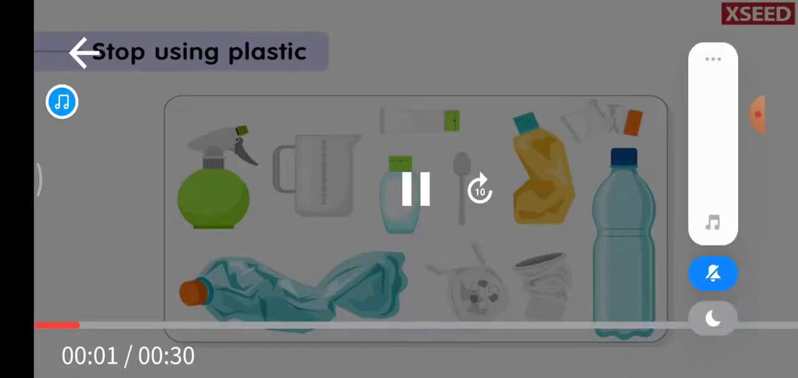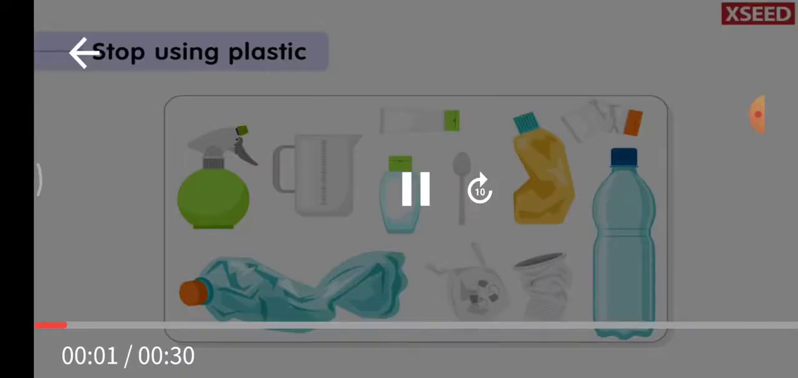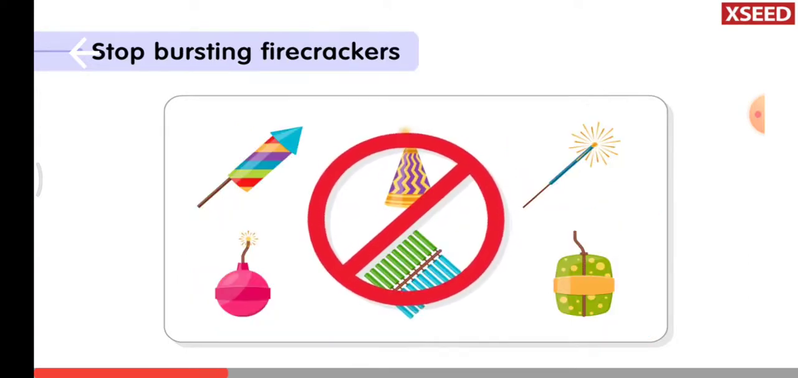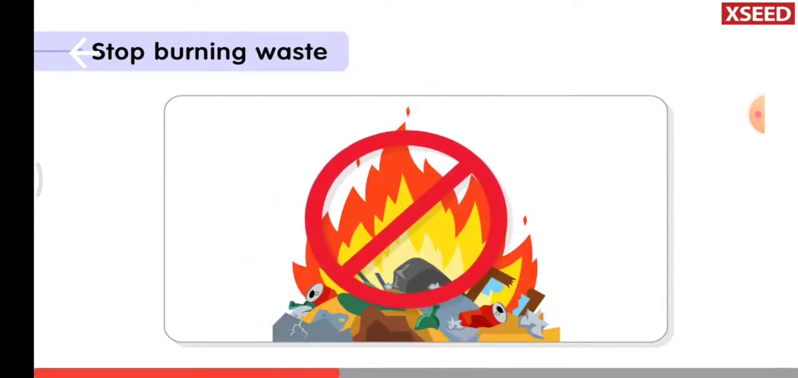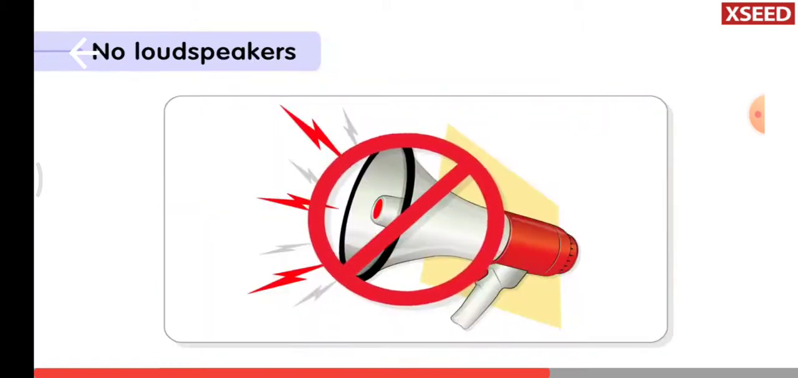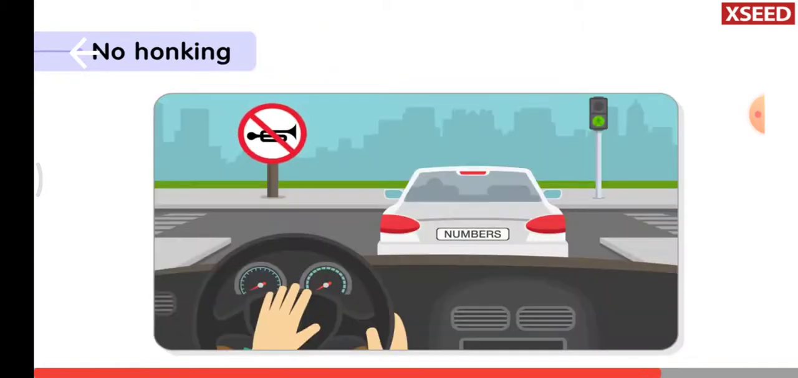Reduce pollution, To reduce pollution, we should stop using plastic. Stop bursting firecrackers. Stop burning garbage. Stop throwing waste in water bodies. Avoid loudspeakers. And avoid honking unnecessarily.